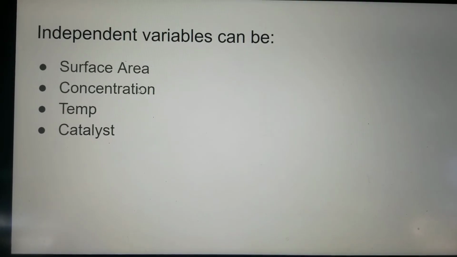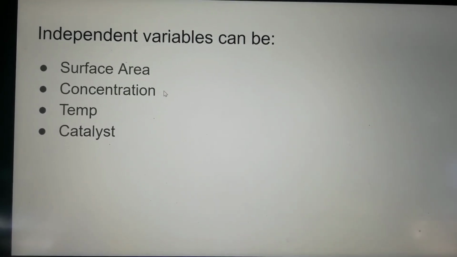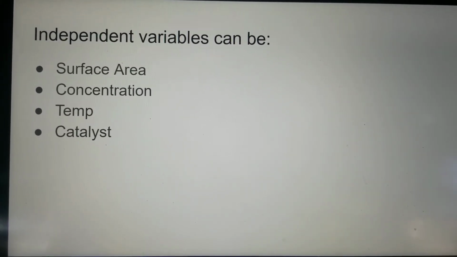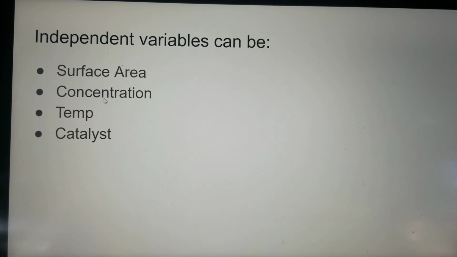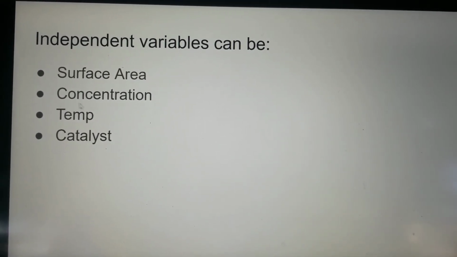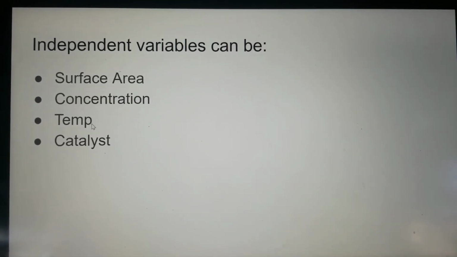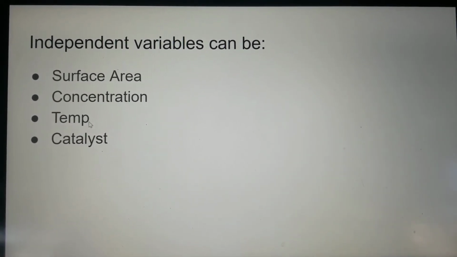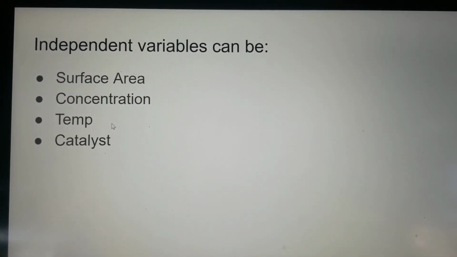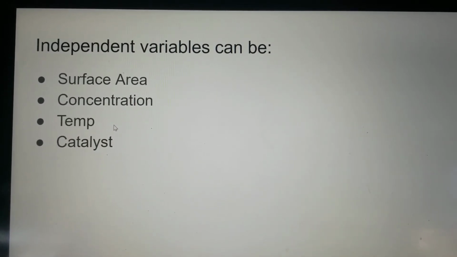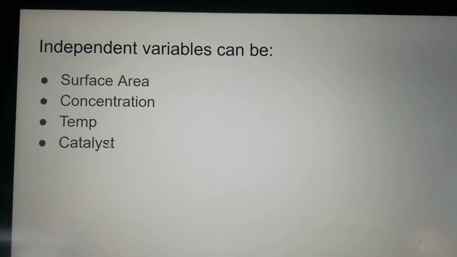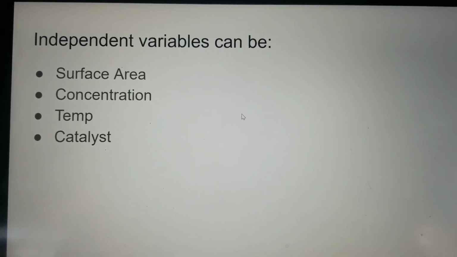You can change the concentration. You can use something that is low concentration, medium concentration, high concentration. So you can change the concentration of something 5 times. You can do a reaction in 5 different temperatures. You could do one at room temperature, one in an ice bath, one in boiling water, and then you can also use different temperature water baths to get 5 different temperatures. You could also potentially use different catalysts to see how that affects the reaction rate.